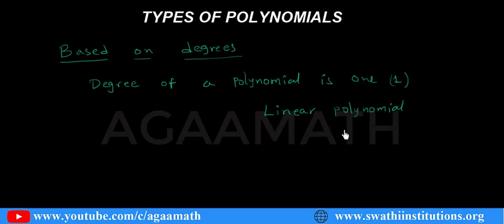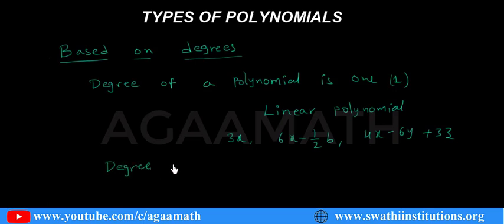Here I would like to give some examples, like 3x is said to be a linear polynomial whose degree is 1, or 6x minus half b, this is also a linear polynomial. 4x minus 6y plus 3z is also a linear polynomial whose degree is 1. So whenever the degree of a polynomial is 1, it is said to be a linear polynomial. Remember that.